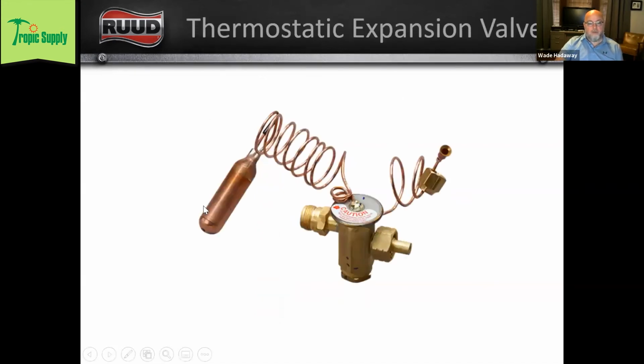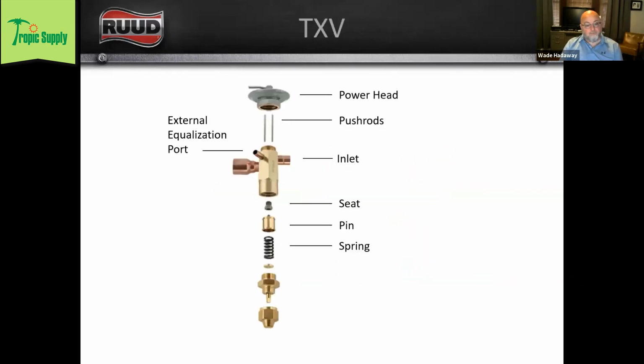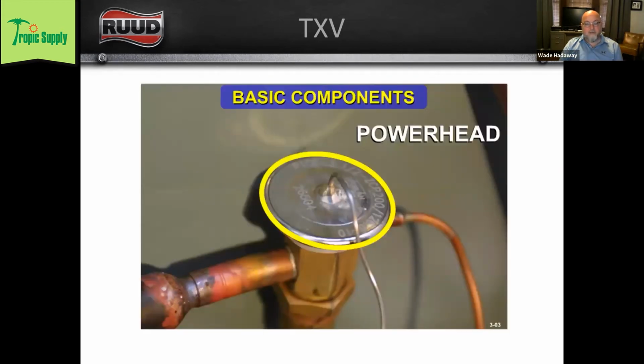slide. The power head is attached to a sensing bulb. This sensing bulb is filled with refrigerant, and typically it's the same refrigerant that is used in that system. Not always 100% of the time, but the vast majority of the time. Then we've got some push rods that push down against a pin, and that changes the amount of refrigerant that's metered into the evaporator coil.